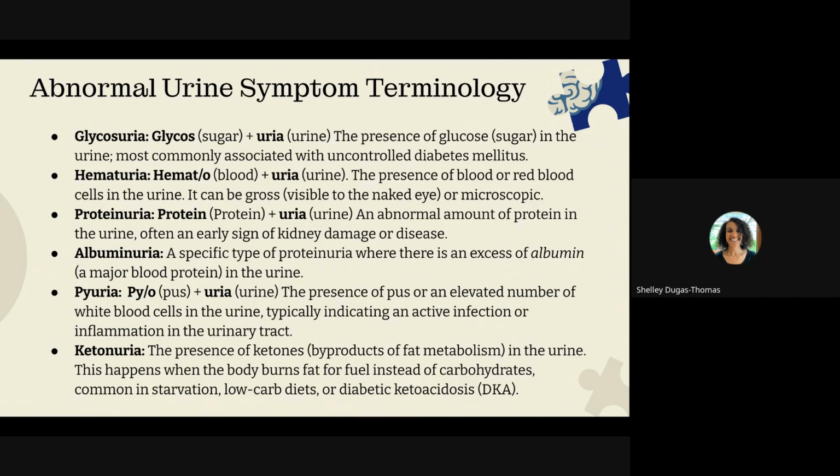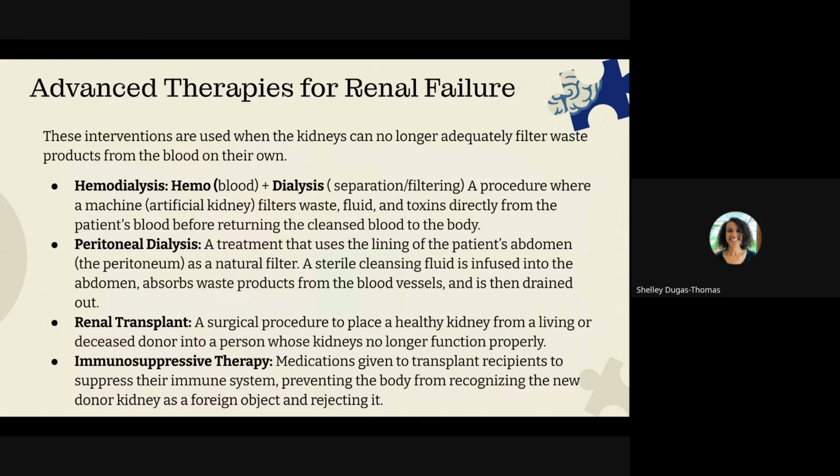For instance, hematuria is hemato, which is blood plus urea. Pyuria, which is pyo, pus plus urea. This indicates a highly active infection. Ketonuria, which are ketones in the urine, occurs when the body breaks down fat for energy instead of carbohydrates, and it's heavily seen in uncontrolled diabetes.